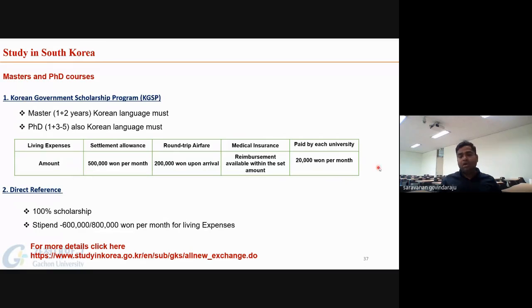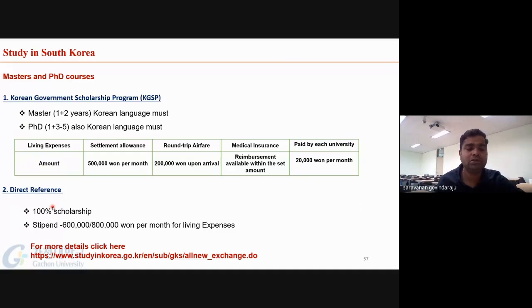So this is one of the ways you can enter Korea. The second way is the normal way, a direct reference. If you know any well-known person here, you can ask them to recommend you to a professor. What is the main difference between the Korean government fellowship and direct reference? You are completely dependent on the professor. The professor can fix the salary and the duration of your course, and if your performance is not good, they will send you out. So you can face this kind of little problem here, but somehow it is okay.